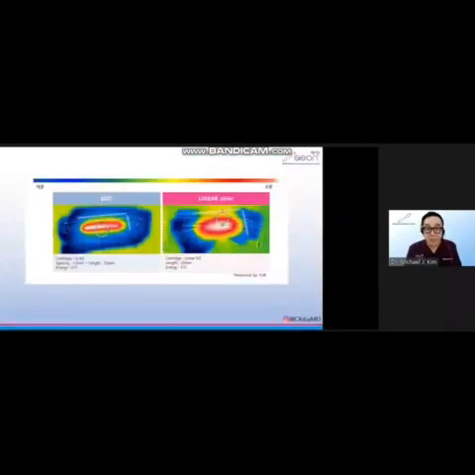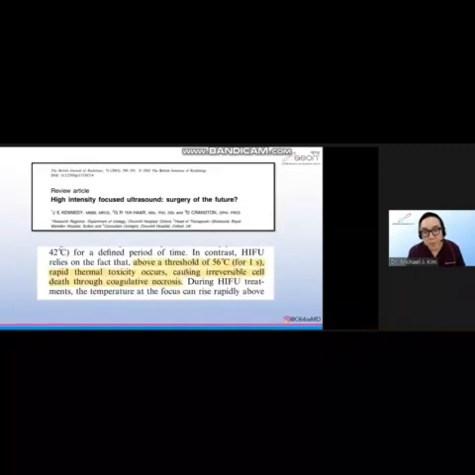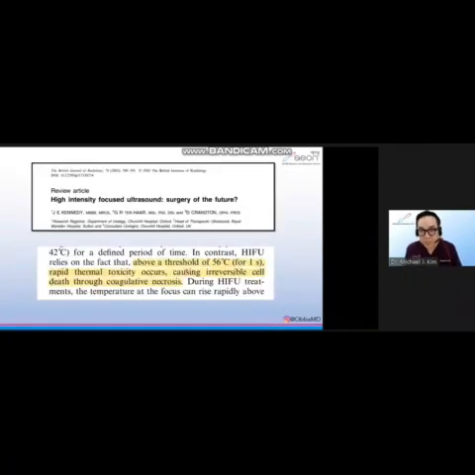Here you can see the actual difference in the area of the 2 different HIFU energies, dot on the left, linear on the right. And for the linear cartridges, we can see that 58 degrees and above is maintained for more than 2 seconds, which in turn produces lipolytic effects. And we know that cell death can occur above 56 degrees if maintained for more than 1 second.